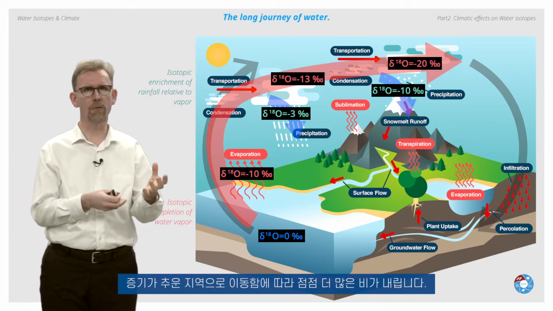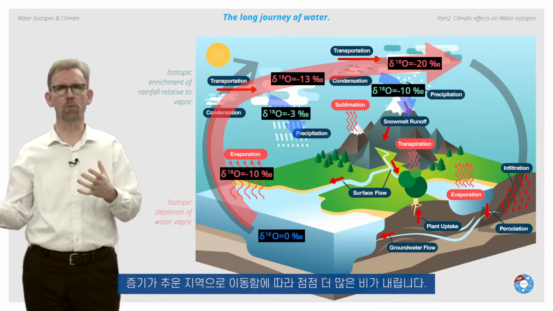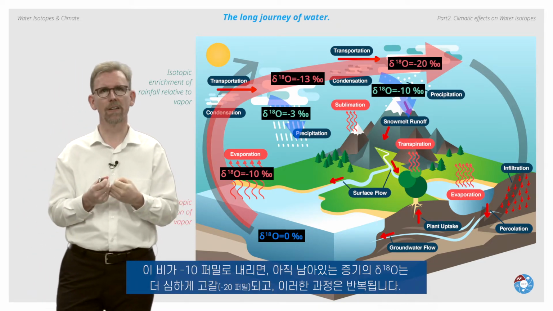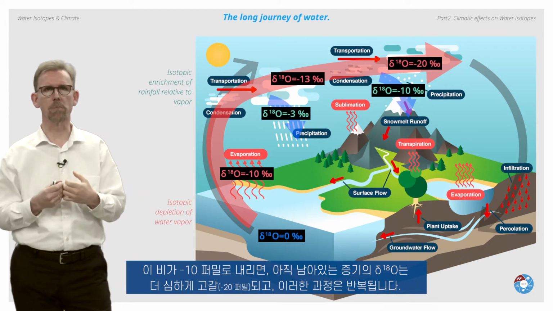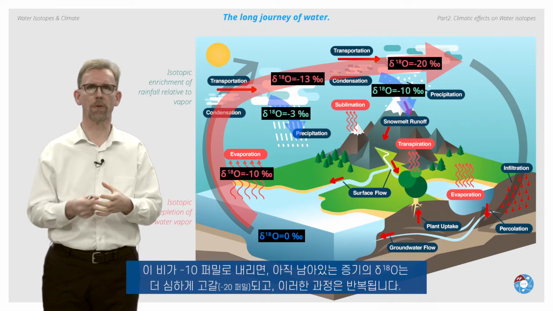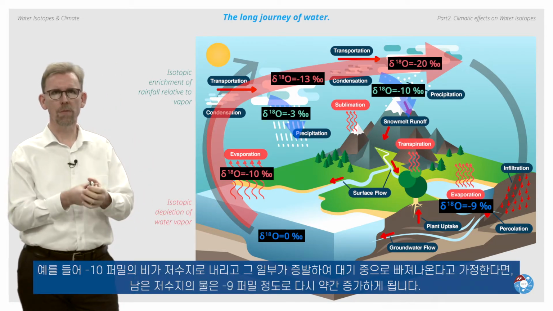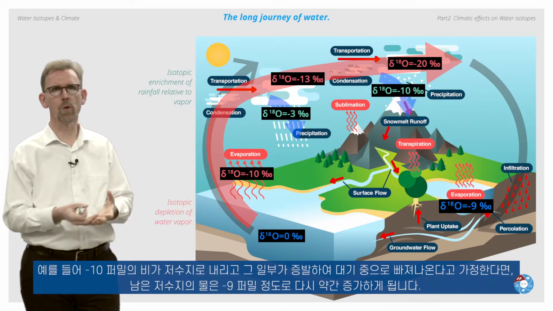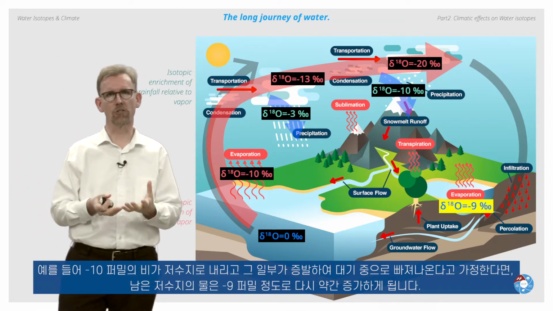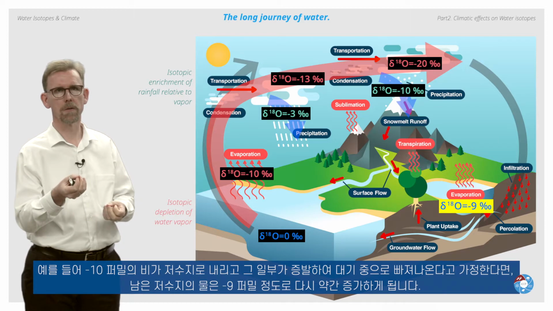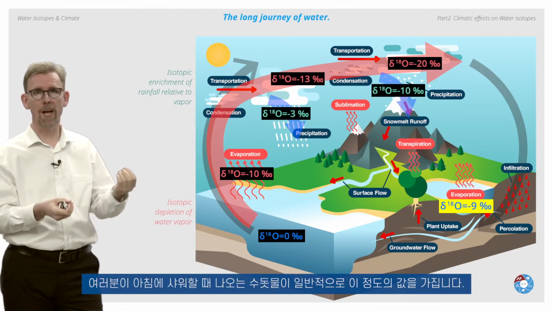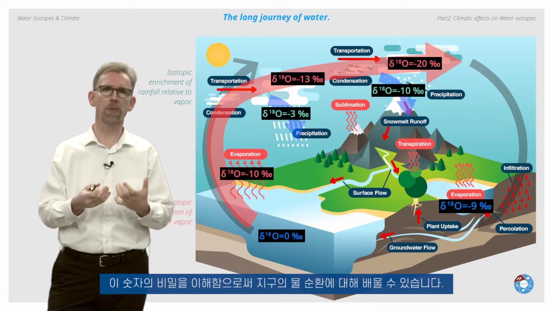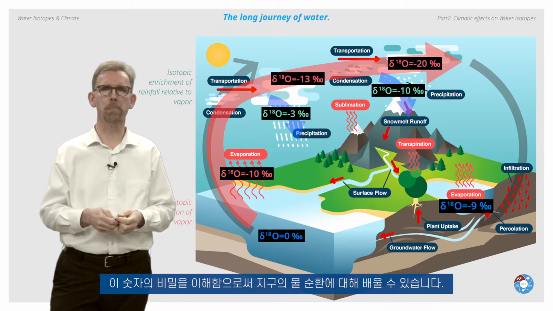More and heavier rain falls as the vapor is moved to colder regions. If the rain falls with a delta 18O of -10, the remaining vapor will be heavily depleted, -20 per mil, and so on and so forth. If the rain with -10 per mil falls, for instance, into a water reservoir, a lake, part of it will be evaporated, and we obtain a slight enrichment again, -9 per mil. This is a typical value of tap water or the water coming out of your shower in the morning. By knowing something about this secret number, you can learn something about the global water cycle.